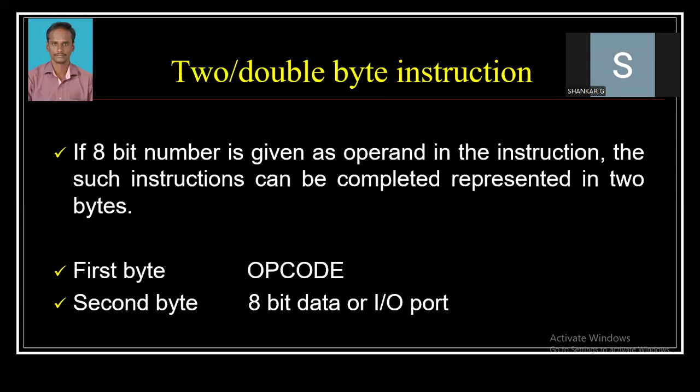Next, the 2 byte or double byte instruction. In this case, if an 8-bit number is given as the operand in the instruction, the instruction can be represented in 2 bytes. There are two halves of the instruction format: the first is the opcode, the second is 8-bit data or an IO port. For example, CPL A, that is, complement accumulator. In this case, CPL is the opcode and A is the accumulator, which consists of 8-bit data.